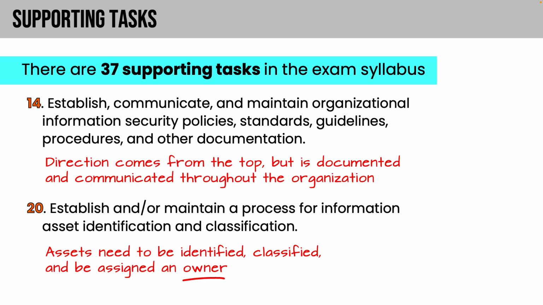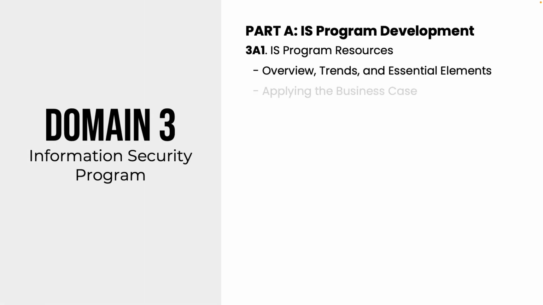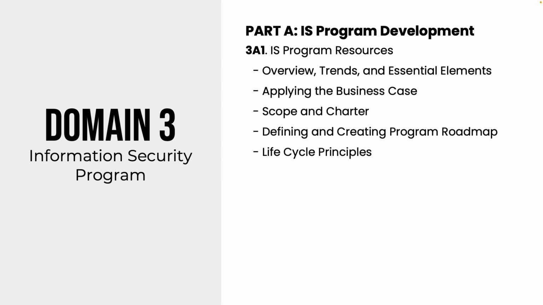And we're going to start with section 3A1, which is program resources. So we'll look at the essential elements that we need to develop our program. We'll talk about the business case, the scope and charter. We'll look at defining and creating our roadmap, and we're going to talk about lifecycle principles, specifically around the system development lifecycle.